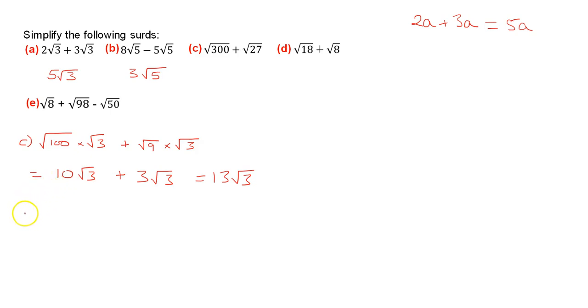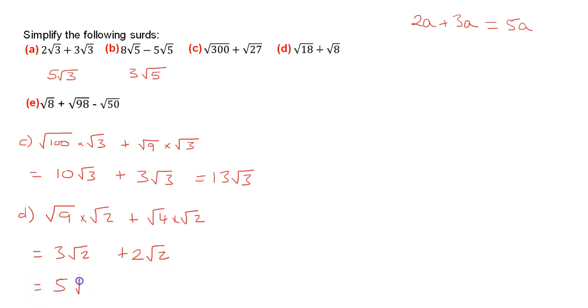For D, the same idea. So we've got root 18, which is root 9 times root 2, which is 3 root 2. And to this, we're going to add root 8. Now, root 8 would be root 4 times root 2. So we're going to be adding another 2 root 2. So that makes that one equal to 5 root 2.